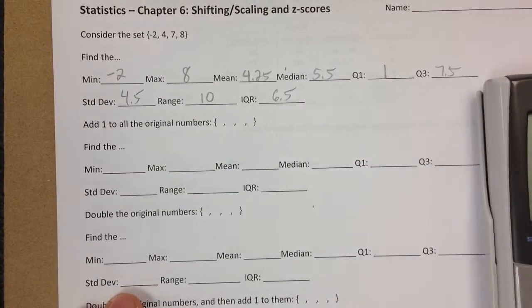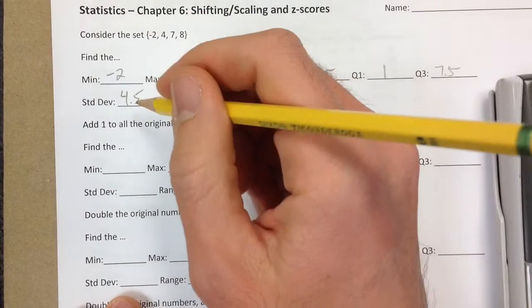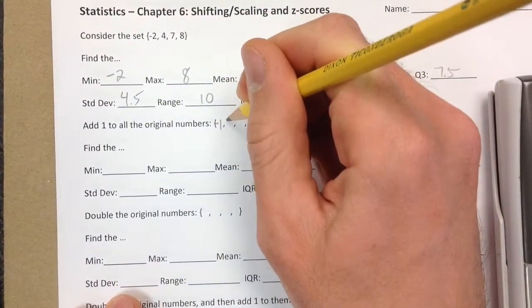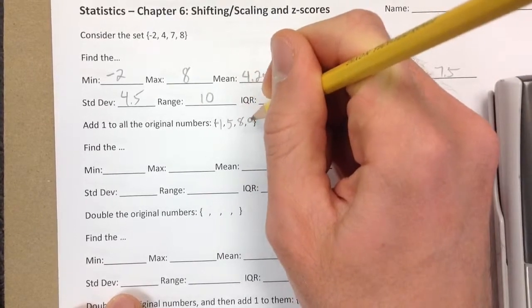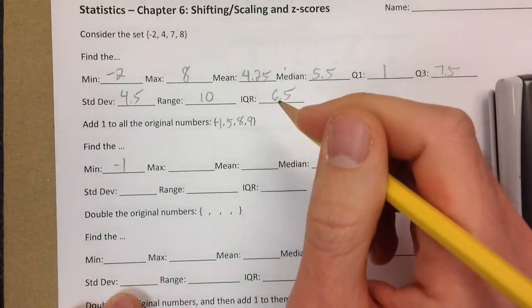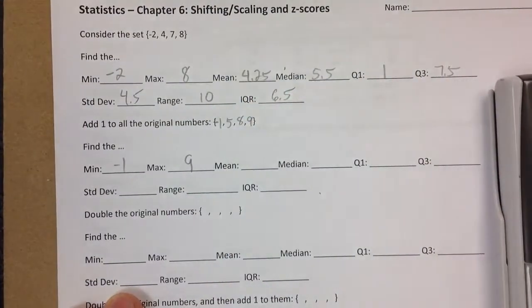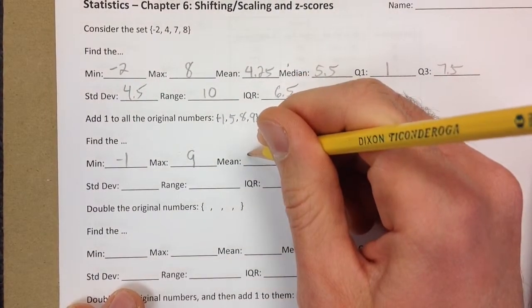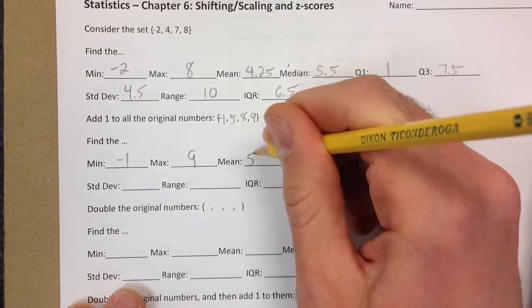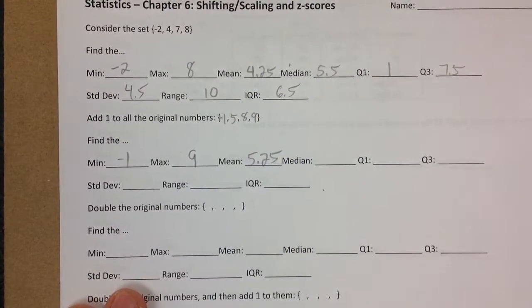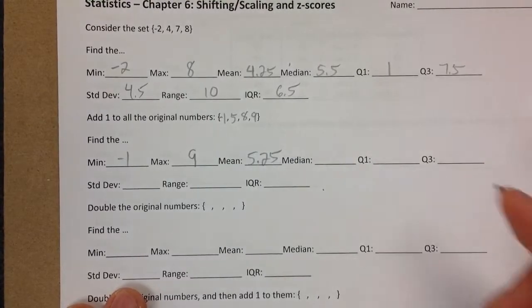So Lucy, what's the min? Where am I here? So -1, 5, 8, 9. So the min is -1. Matt, the maximum? 9. Glenn, the mean? Nice job. Jeffrey, the median? 6.5.